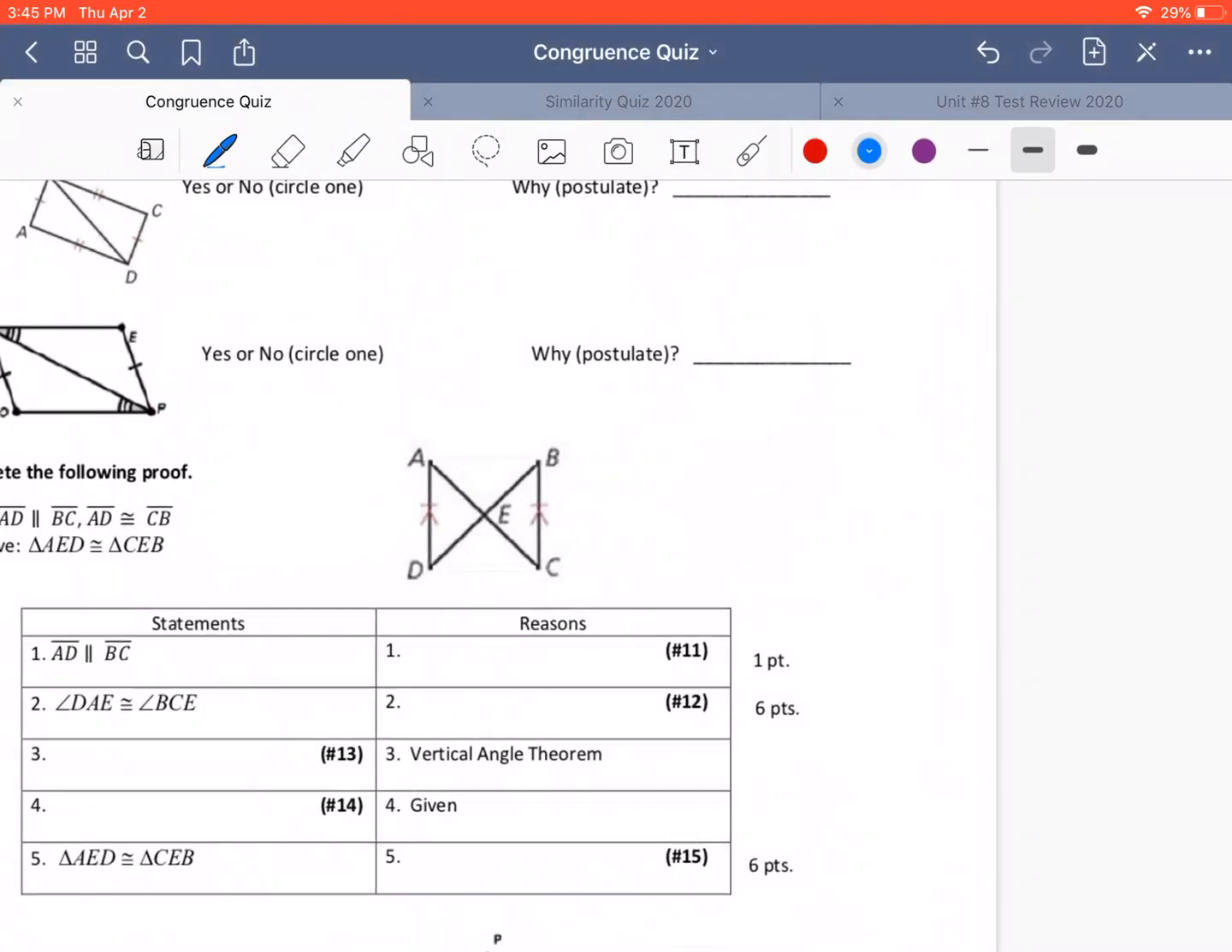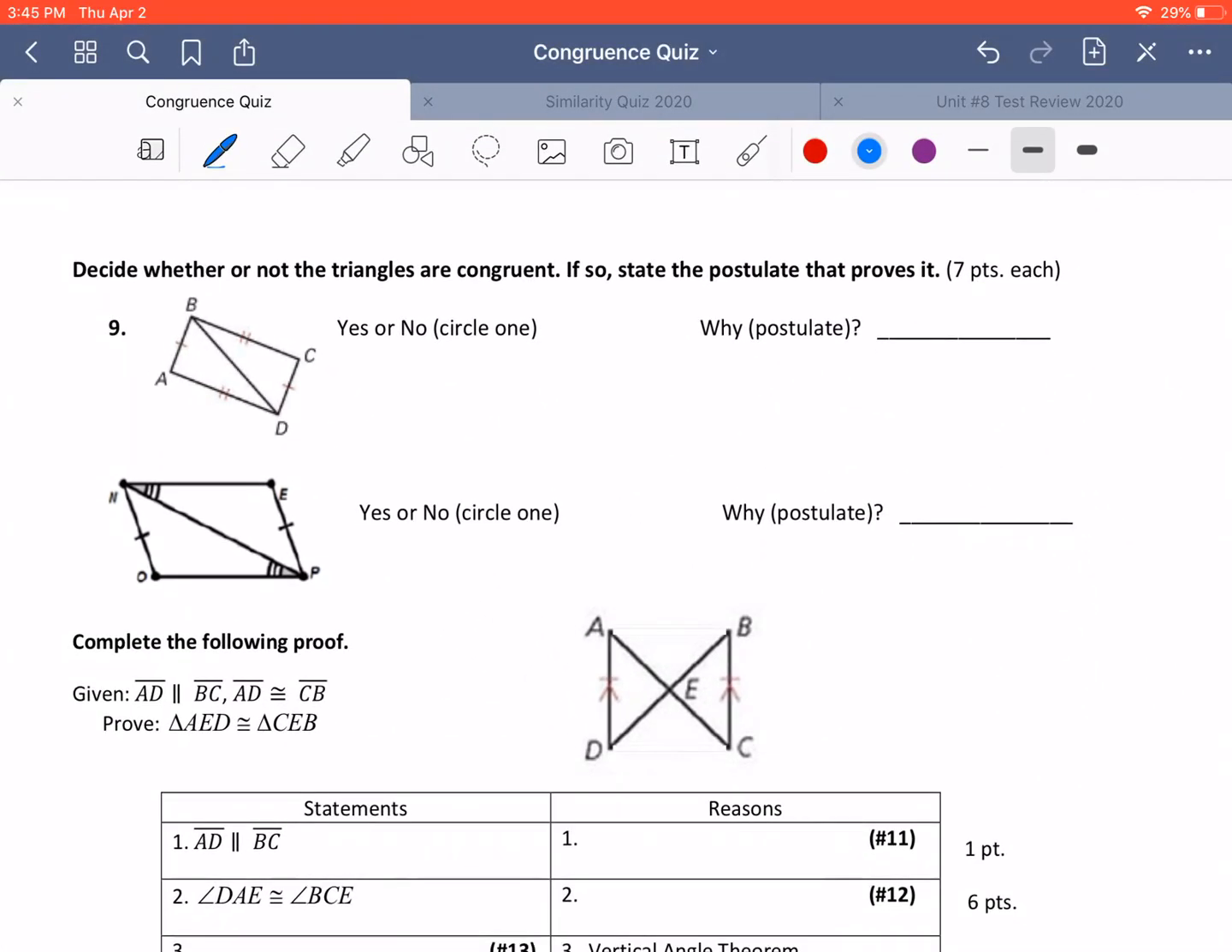There we go. Now we have number 9. Decide whether the triangles are congruent or not. If so, state the postulate that proves it. Well, by reflexive property, this line is also congruent. So yes, these are congruent by side, side, side.